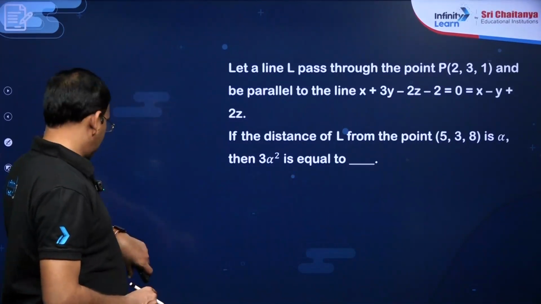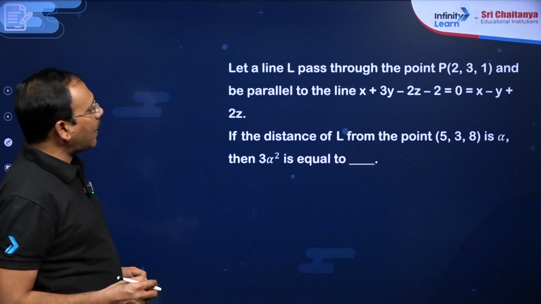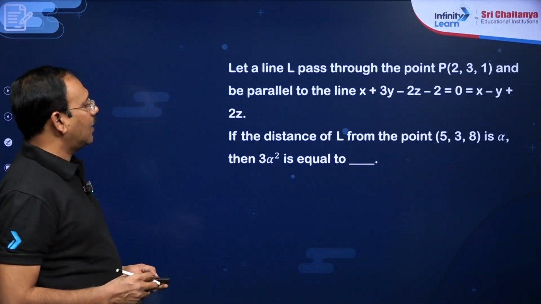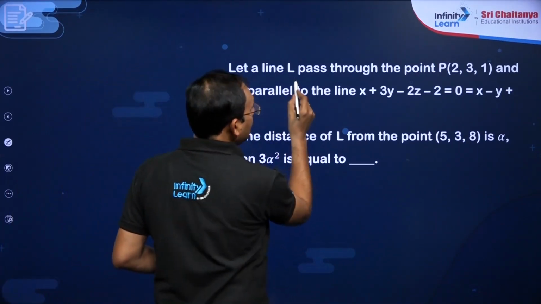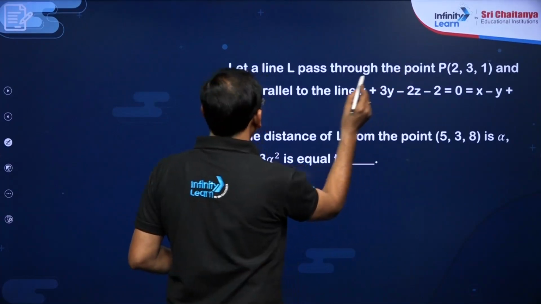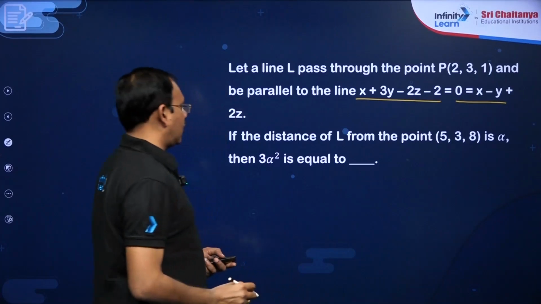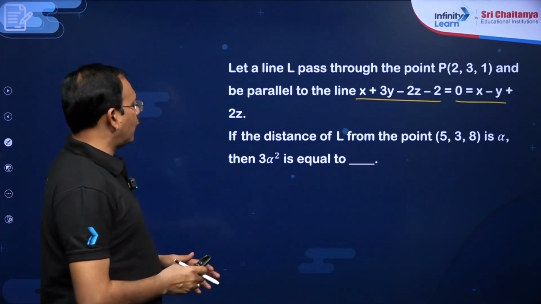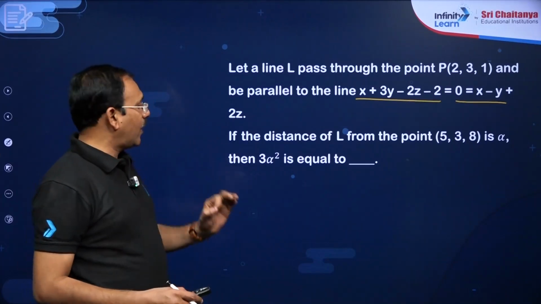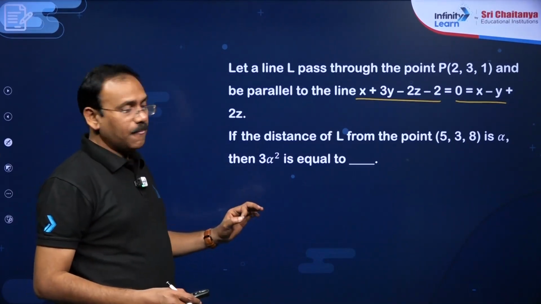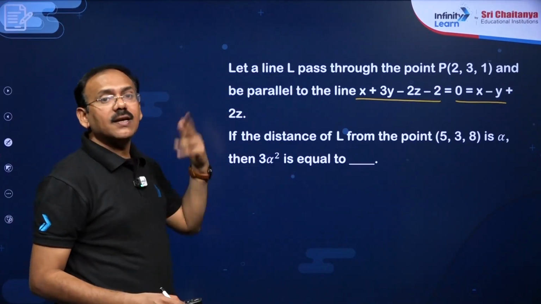Next, you see this question. A line L passes through the point P and is parallel to this line. The distance of L from the point is asked. Very simple, dear students. Let a line L pass through the point P and parallel to the line. You see, here the line is given in unsymmetric form. Finally, you have to find the distance of L from the point. The final answer is finding the distance of a point from a line. So, that is the concept. For that, the point is available, the line is indirectly given.